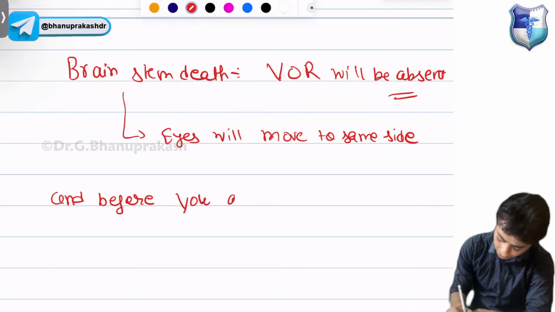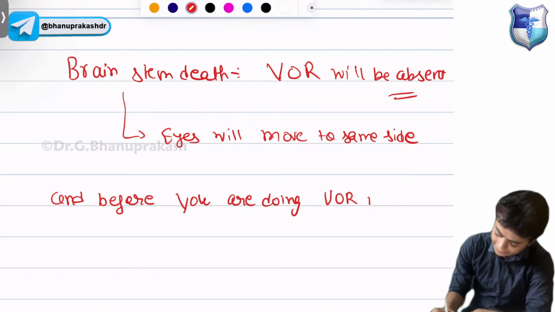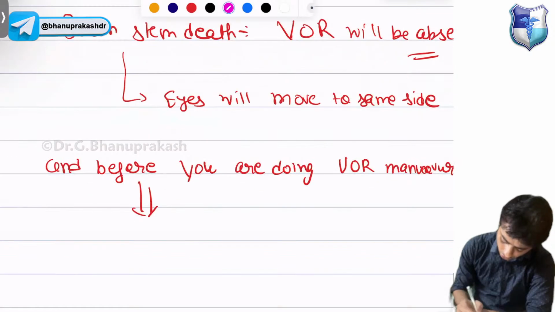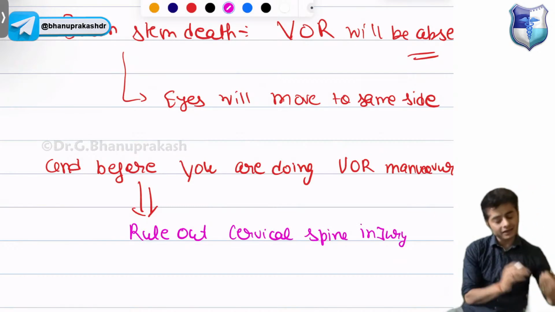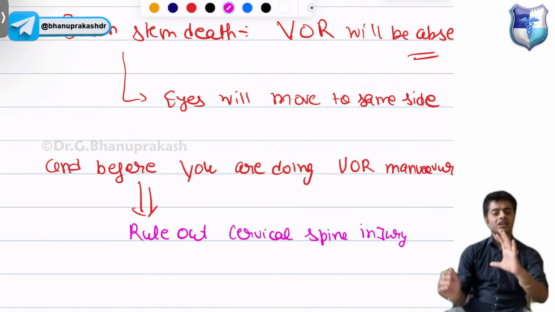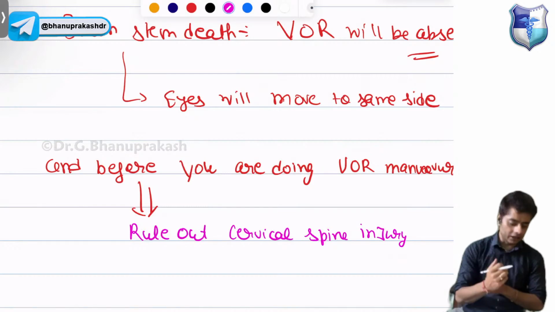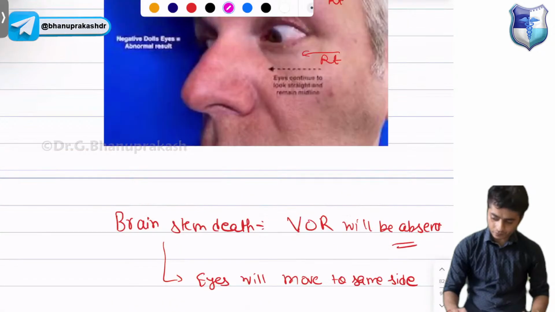And before you are doing this vestibulo-ocular reflex mechanism or maneuver, you must rule out cervical spine injury. So you must do an X-ray, and on X-ray you must rule out cervical spine injury, because if you are doing this maneuver in cervical spine injury, more damage will be there. Okay, everyone. Okay, very good.